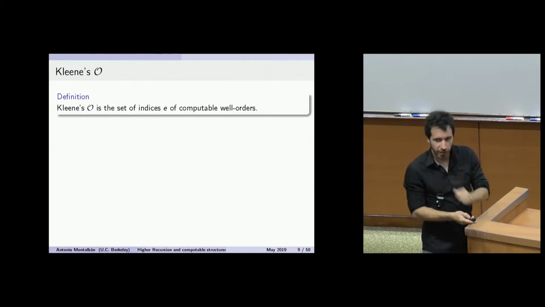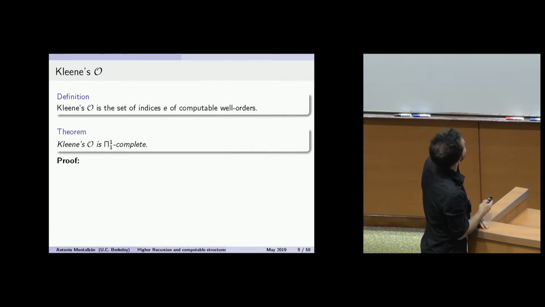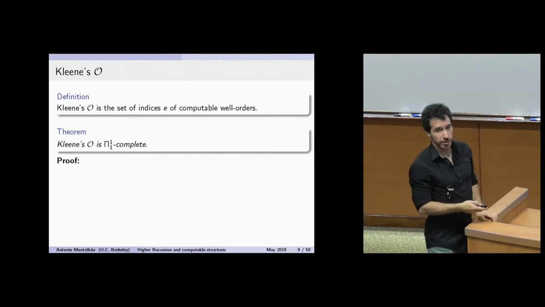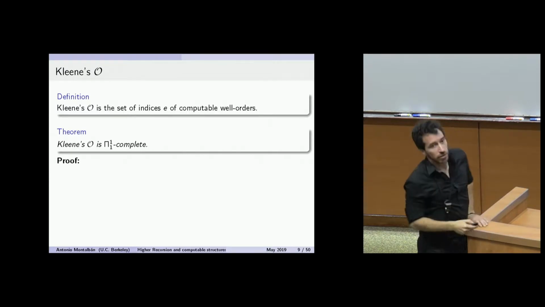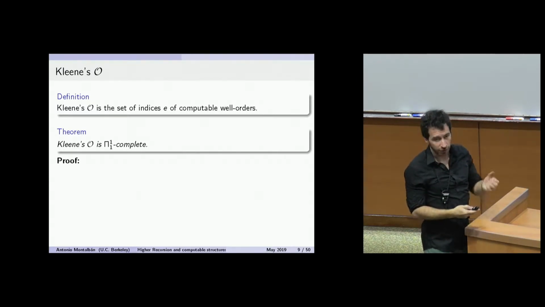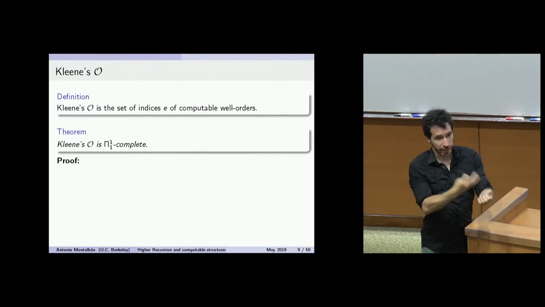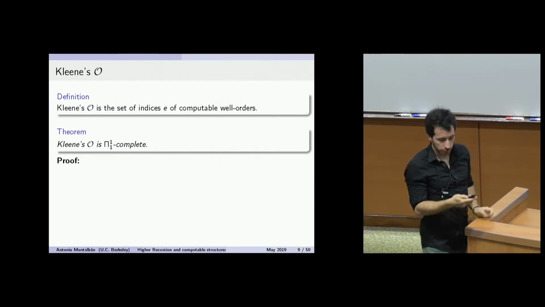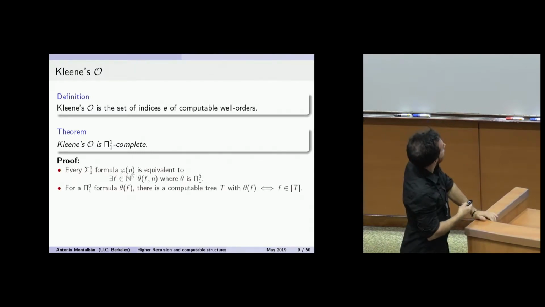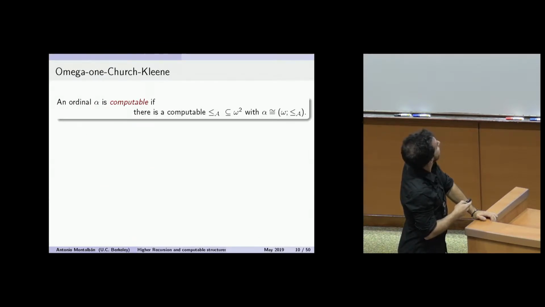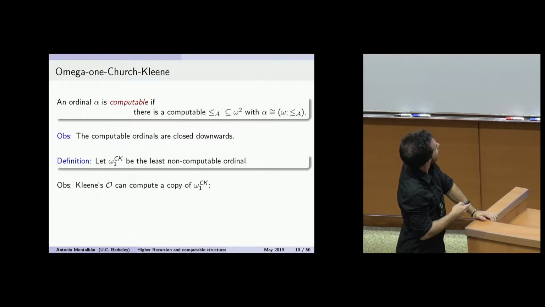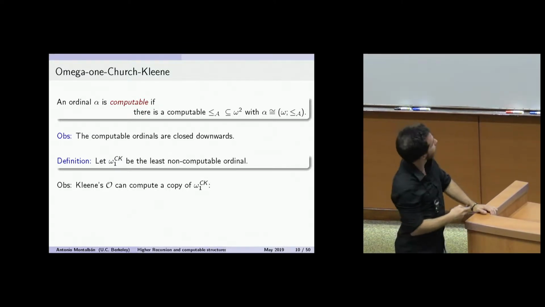Kleene's O, which Steve introduced today, is the Pi^1_1 complete set, and the one I'm using here is a set of indices for computable well orders. So every element of O is assigned a well order, the one it's representing. That'll be useful for the way we work with it. Omega_1^CK is the least non-computable ordinal, which doesn't have a computable representation.